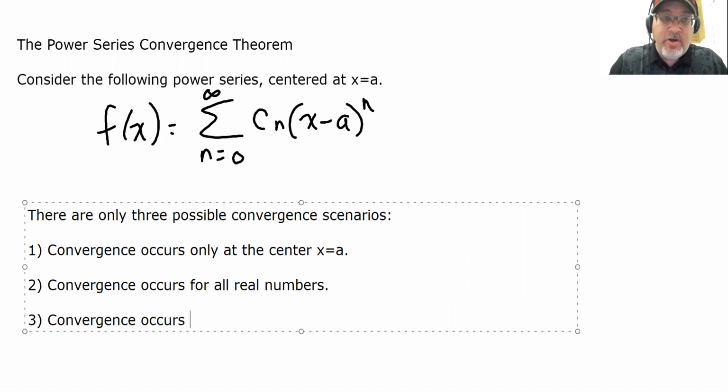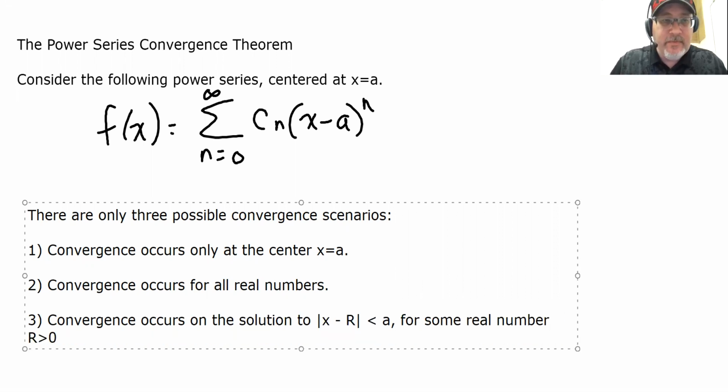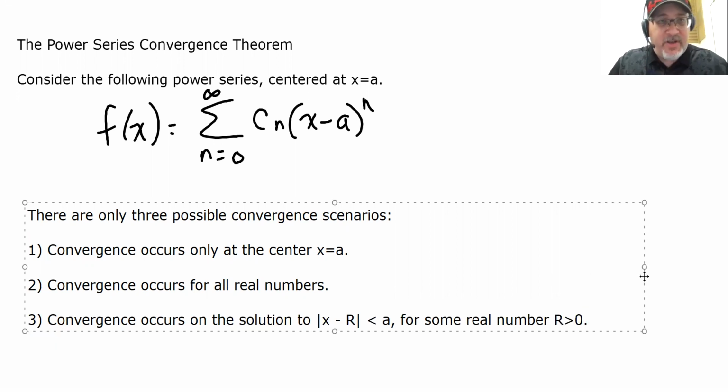Convergence occurs on some interval of the form... Actually, let's not type that yet. Convergence occurs on the solution to the absolute value of x minus r is less than a for some real number r. We'll say greater than 0. Actually, it could be greater than or equal to 0, but the equal to 0 is scenario number 1, so we won't worry about that.